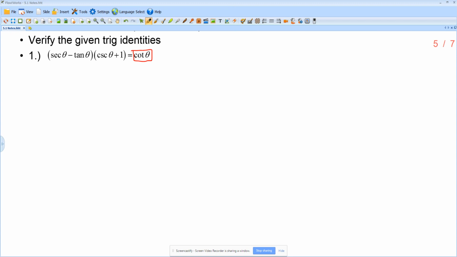You are simply going to work with the left side or the right side, and only that side of the equation. The other side is just the answer. It's what you're supposed to be getting.